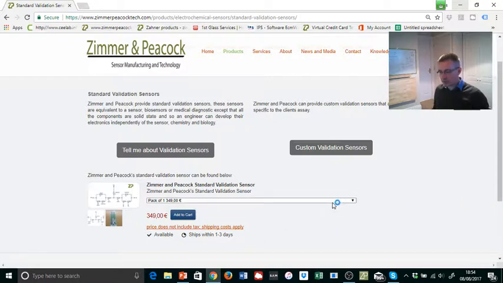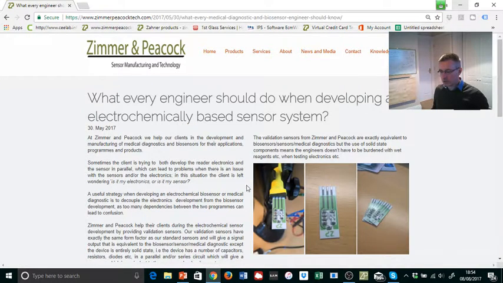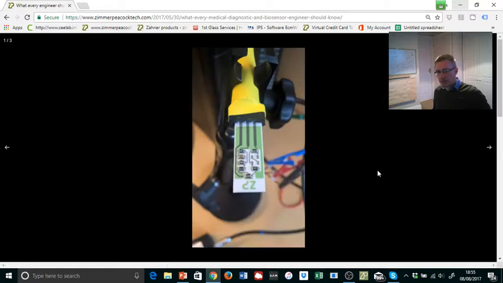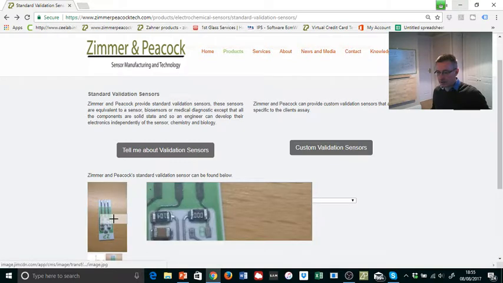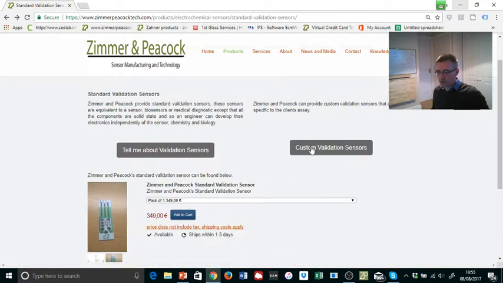So we do a standard one, and then I do a little bit of a description on the website about what a validation sensor is. And effectively, when you look at this sensor and you look at our website, it's very similar to our normal screen printed electrodes, except it's populated with capacitors and resistors. So it starts off life as just a, this one's actually got capacitors and resistors on it.